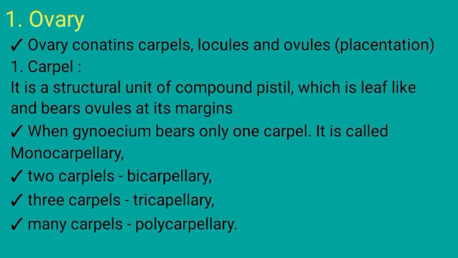Number 1. Carpels. It is a structural unit of a compound pistil which is leaf-like and bears ovules at its margin. When gynoecium bears only one carpel, it is called monocarpellary. If gynoecium contains two carpels, called bicarpellary. If three carpels, called tricarpellary. If more than three carpels, that is called polycarpellary ovary.